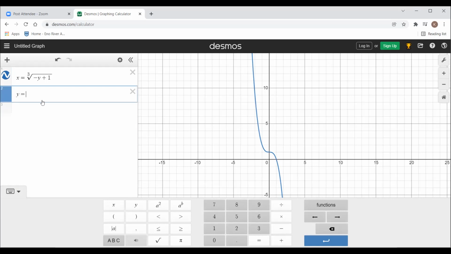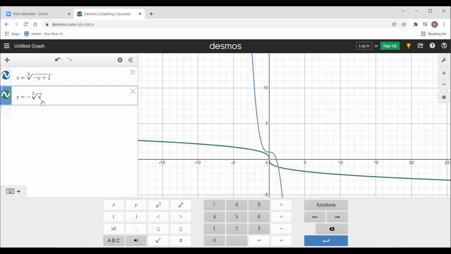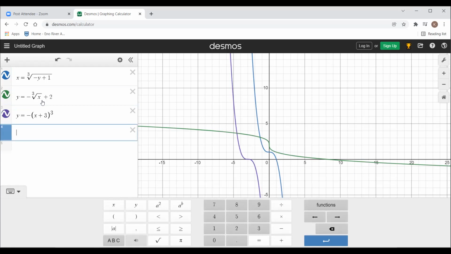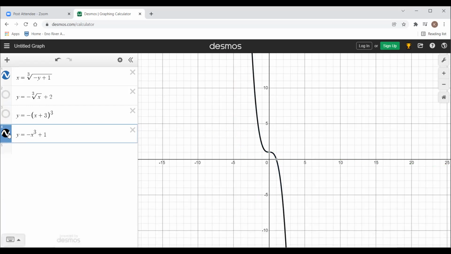So y equals negative cube root x plus 2. y equals negative x plus 3 to the third. Nope. y equals negative x to the third plus 1. Oh, that's it.